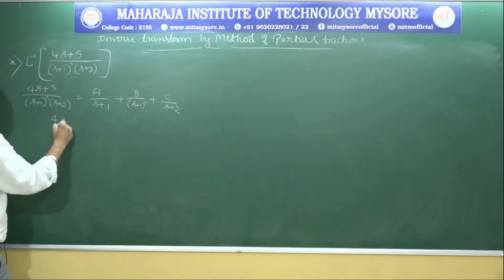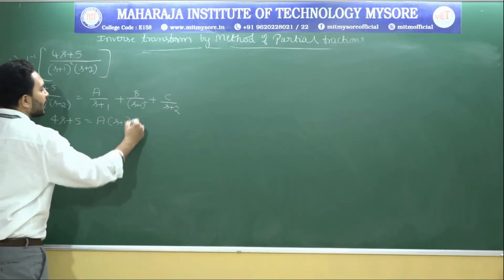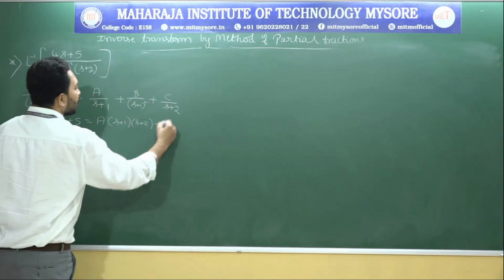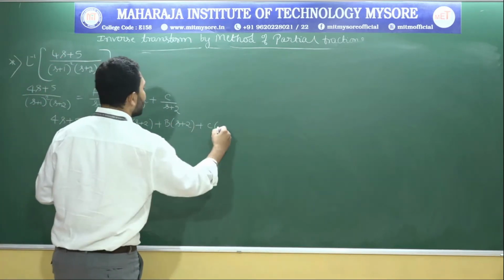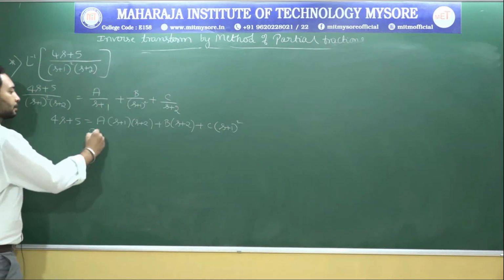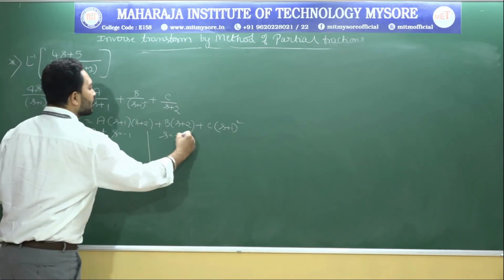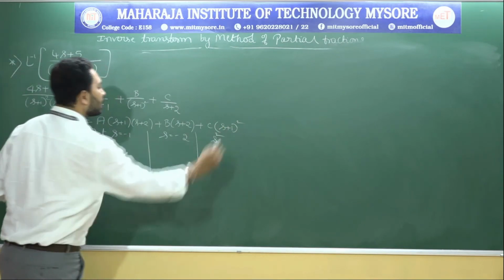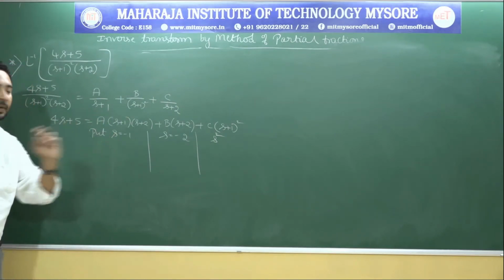By simplification, we will get 4s + 5 equals A into (s + 1)(s + 2) plus B into (s + 2) plus C into (s + 1)². So put s equals minus 1 and s equals minus 2, and compare the coefficient of the highest term, that is s², to get the values of A, B, C.